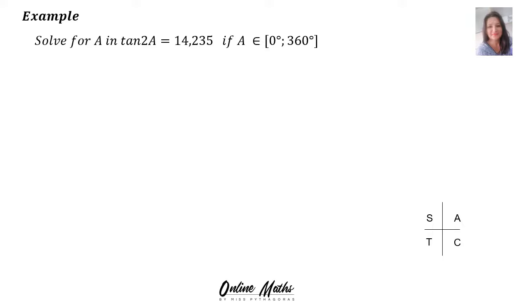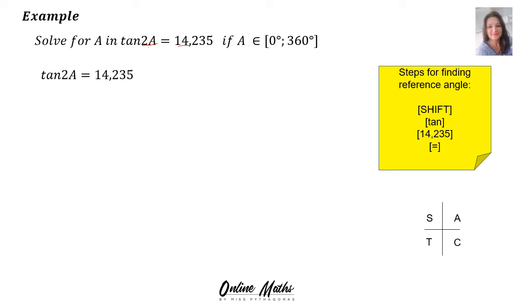Solve for a in tan 2a equals 14,235 if a is an element of 0 up to 360 degrees. Now the very first thing that you must realize is you cannot say divide by 2a, since on the left hand side you have an angle and on the right hand side there are numbers. So you start by writing down the sum, and then you work out something that we call a reference angle.